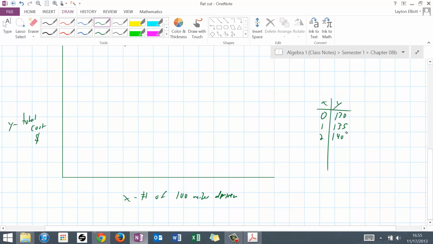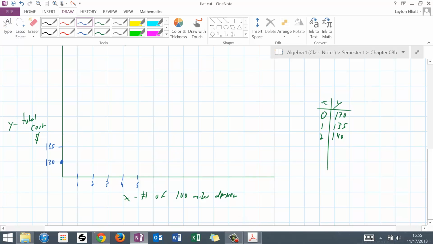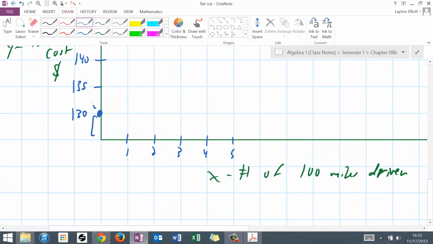So what I'm going to do is set this graph up so it can work better for us. This will be 100 miles driven. This will be 2, 3, 4, 5, etc. And then we're going to start right here, and I'm going to make that be 130, this be 135, this be 140, and my dollar amounts are going up by $5. How can I do that? Because clearly this is not the same distance as this.